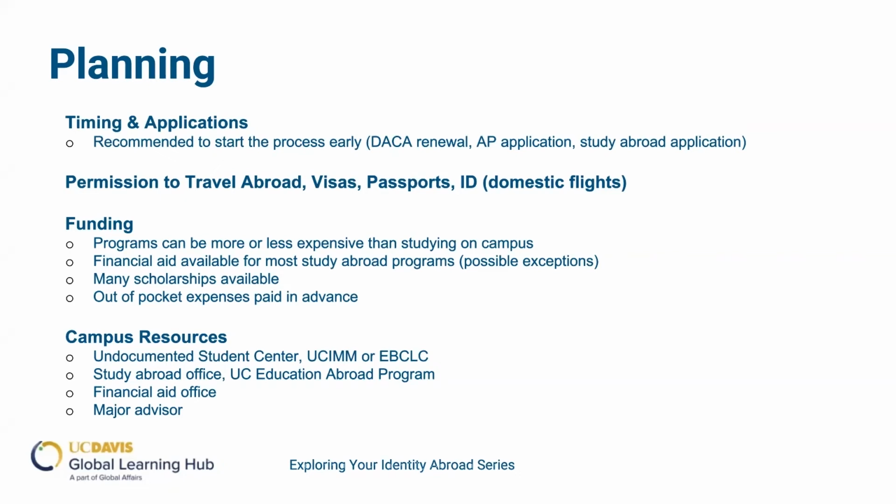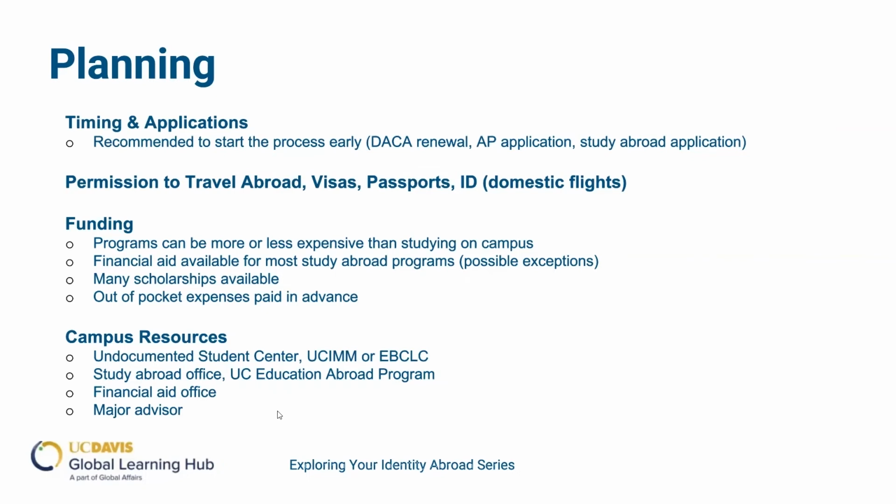And a big piece of this too is funding. A lot of students, that is their main concern and what they're thinking about. So know that it could be more or less expensive than studying on campus, and often financial aid is available with possible exceptions depending on the student. So we always advise that you talk to a financial aid advisor and have that representative support you through that process, talking about what's available, using the resource of your study abroad office to talk about scholarships and awards, and of course planning for any out-of-pocket expenses that might happen in advance, like getting your passport updated or the first time getting a passport or getting a visa.